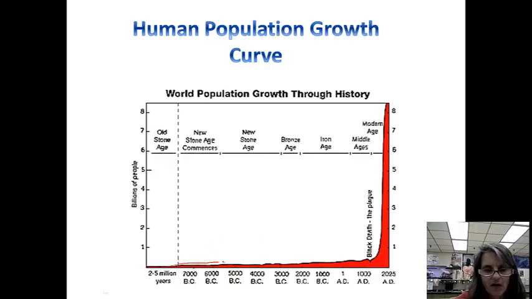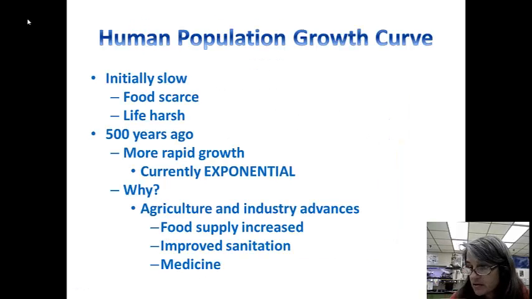Slow growth for a lot of years. Then we hit this point in time about 500-ish years ago, and you see this zoom up. Till today we have about 7 billion, more or less, on the planet, okay? What caused the big zoom up? What caused the big zoom up was major improvements in what we were able to do as humans.